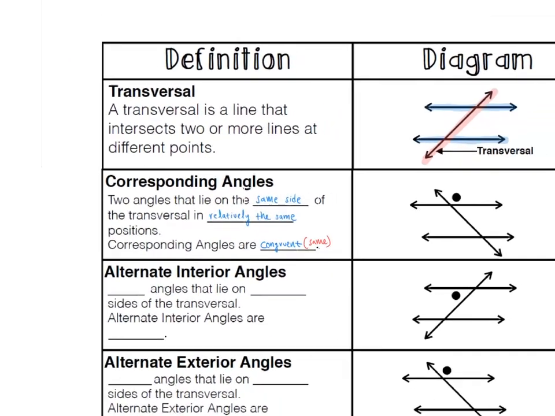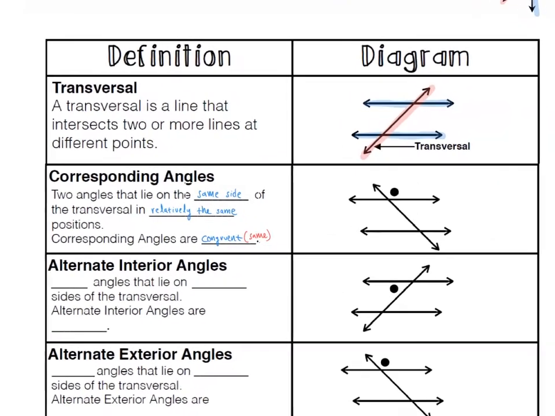Okay, let's try to understand that meaning from the diagram. Corresponding angles are two angles that are on the same side of the transversal in relatively the same positions, and they're the same. I'm going to start by highlighting the parallel lines in blue, and the transversal in red. The first part of that definition is that they lie on the same side of the transversal. Remember, this red line is the transversal, and there are two sides to it.